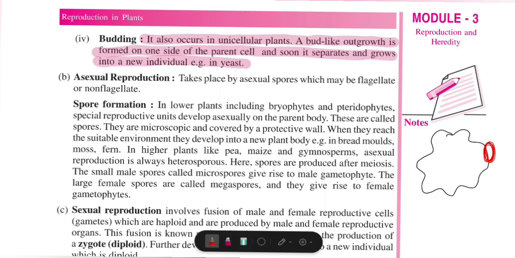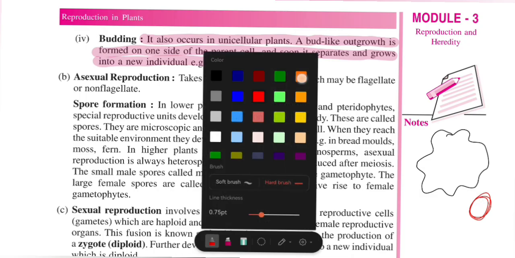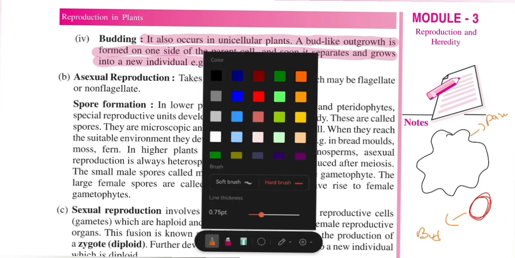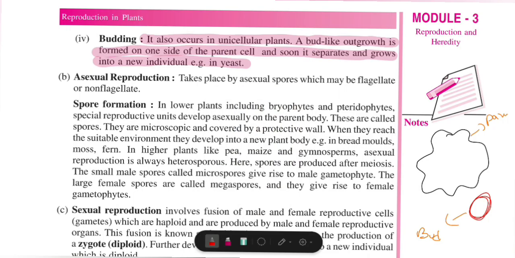After a while, this separates from the parent cell. So now we have this bud-like outgrowth here, right? It will soon separate from the parent cell, and it will come off of the parent cell. So this is the parent cell, and this is the bud-like outgrowth. Now what happens to this bud-like outgrowth? It grows and turns into a new individual.